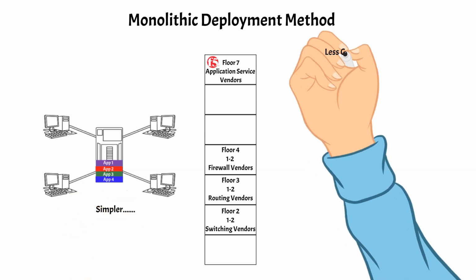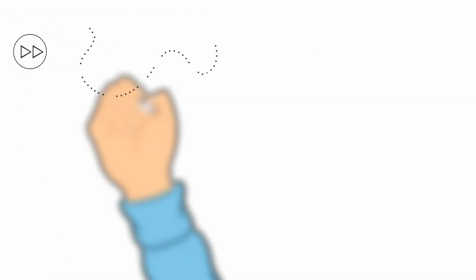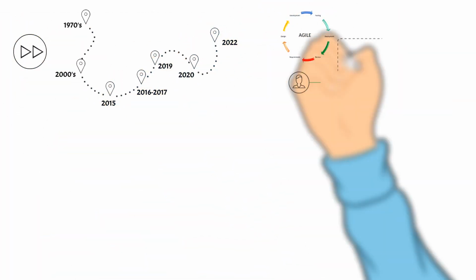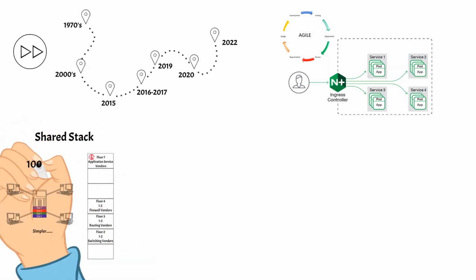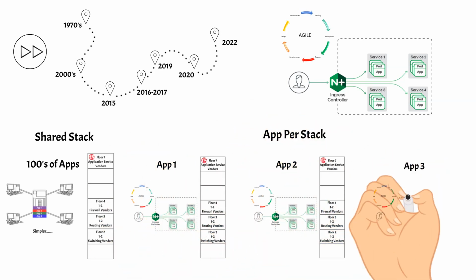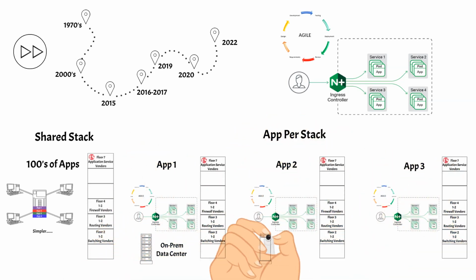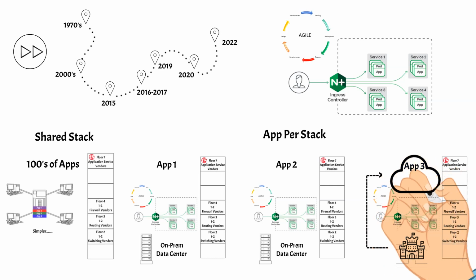The world was simpler, and there was less cybercrime. Fast forward to present time and microservices. Agile development and containers are abundant. Apps have gone from using a shared stack infrastructure to an app per stack infrastructure. Sometimes these may be in the data center and managed by NetOps, and other times they are pushed outside of the moat boundary and up into the public cloud, all while picking up and introducing various new vendors into the stack.